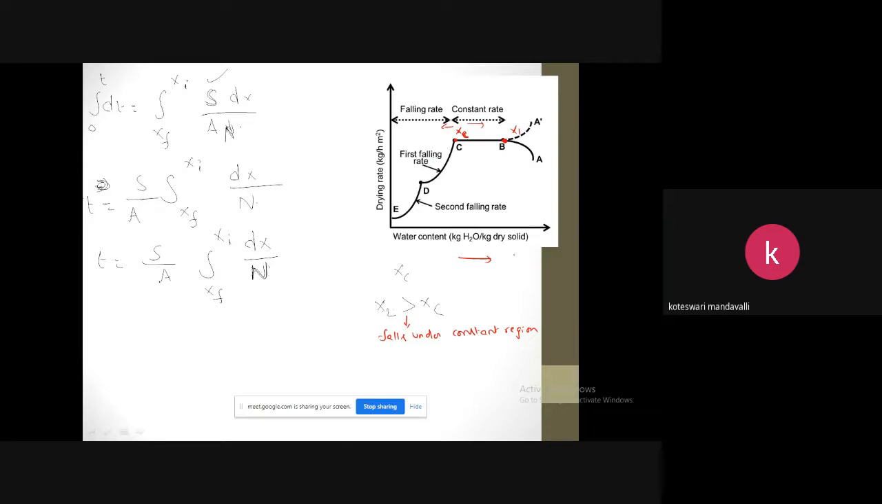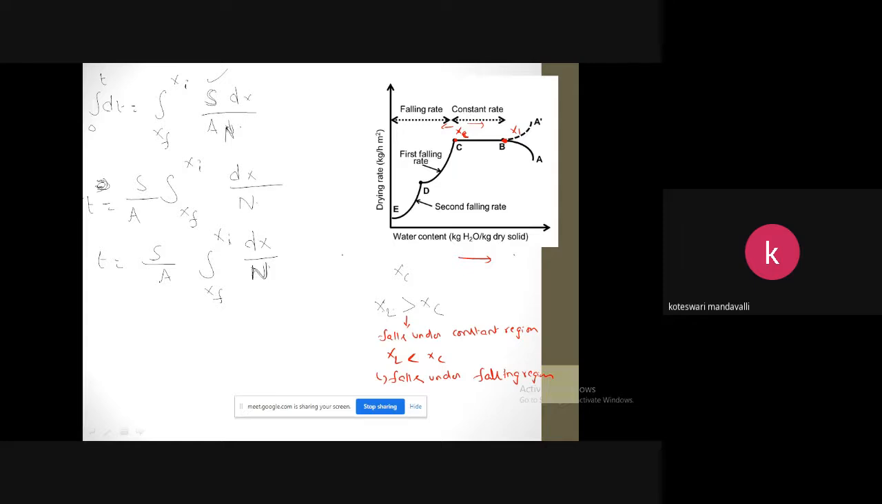Then all of this gets covered, which means constant plus falling rate. But if it is only up to here, it stays only up to there. Suppose this is x2: if x2 is greater than xc, it falls under the constant region; if x2 is less than xc, then it falls under the falling region. Like this, by looking at the graph you can tell in which region it falls. Sometimes in a question they directly give the moisture content and critical moisture content and ask whether it falls under the constant rate region or the falling region. So you simply draw this graph, imagine, and answer without any calculations, by applying principles.